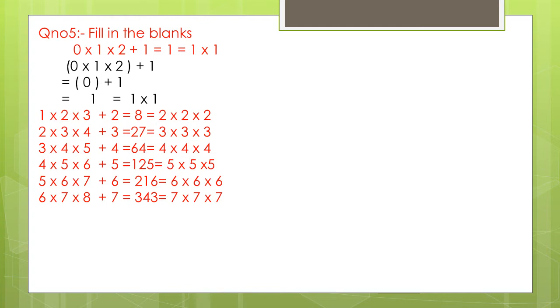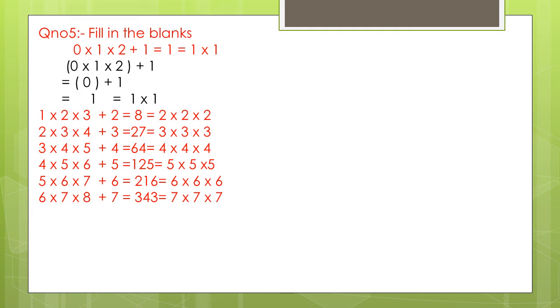First do the multiplication. 0 into 1 into 2, and 0 is there, so the answer is 0. Multiply, and since there is a 0, the product is 0. Then plus 1 gives 1, which is 1 into 1. The next pattern is 1 into 2 into 3 plus 2. 2 ones are 2, 2 threes are 6, plus 2 gives 8.